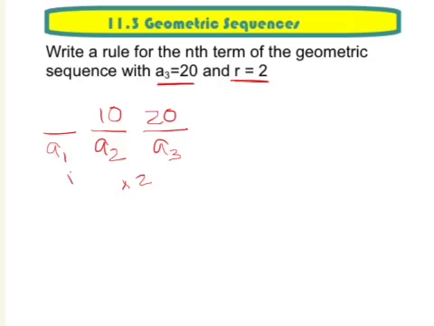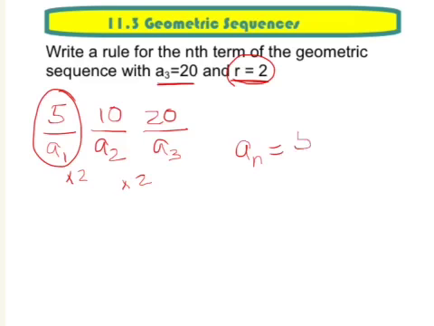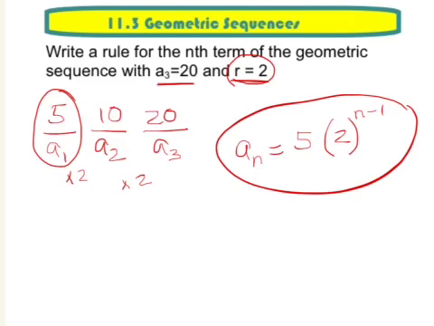And then I'm going to do the same thing here. What did I multiply by 2? And I work my way backwards. So now I've been able to work back and find a1. I know what r is. So when I write my general geometric sequence, it's going to be my first term, 5, times r to the n minus 1. It's always the same, and there it is. I can't do anything else.